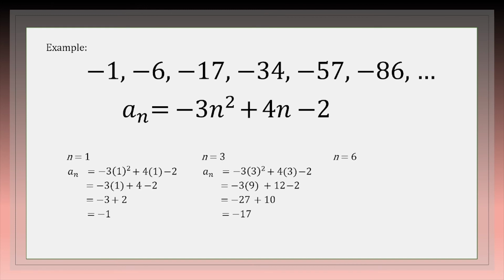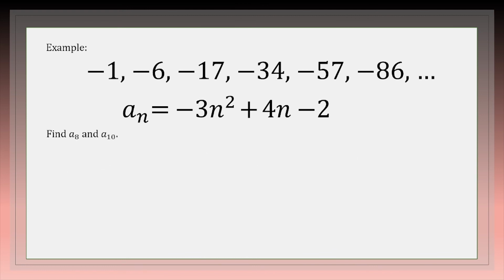Okay, check naman natin yung n is equals to 6. So, a sub 6 ulit tayo is equals to negative 3 times the value of n, which is 6 squared, plus 4 times the value of n, which is 6 minus 2. Then, simplify natin yung squared. So, it will become 36. Then, 4 times 6 is 24 minus 2. Okay, so negative 3 times 36 is negative 108. Then, 24 minus 2 is positive 22. Then, subtract natin. So, the answer is negative 86. Okay, so na-check na natin. So, tama yung ating sagot.